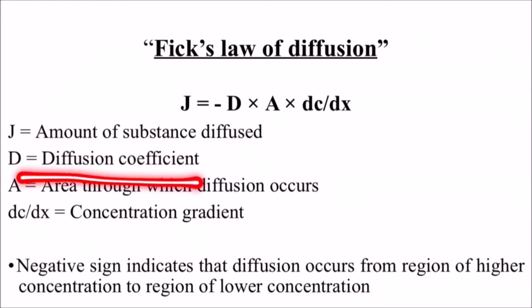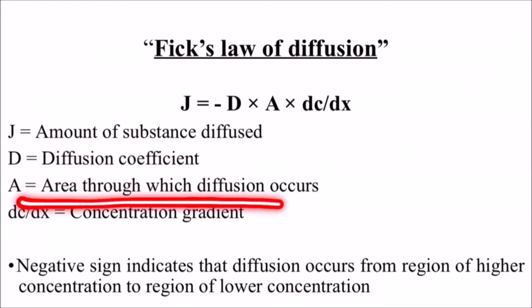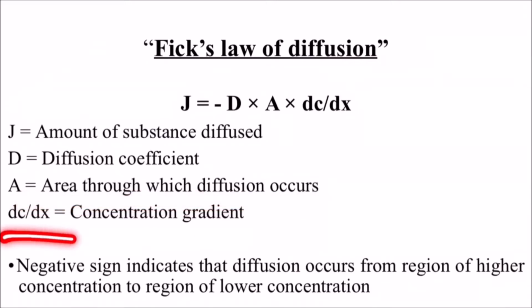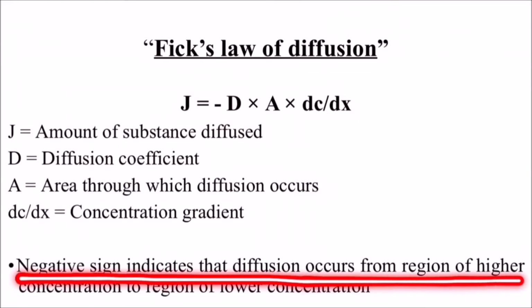D is the diffusion coefficient, A is the area through which the diffusion occurs, and dC by dx is the concentration gradient. You can see a negative sign in the equation. The negative sign indicates that the diffusion occurs from a region of higher concentration to a region of lower concentration.